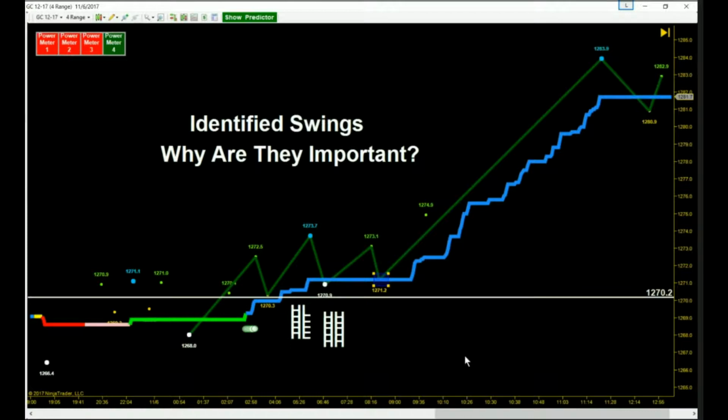So that higher identified low swing is the secondary swing. That's correct. Everybody see that? How do you identify a higher low has been made for entry before the high is taken out?